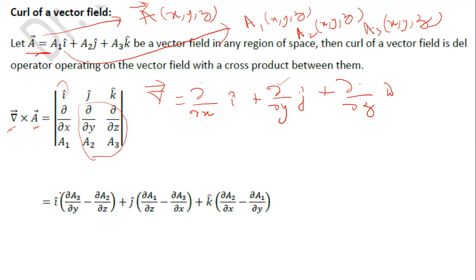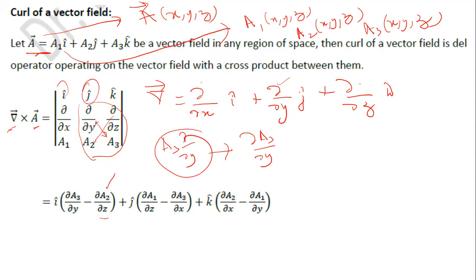So the i cap coefficient will be del A3 upon del y minus del A2 upon del z. If you have the del operator on the left hand side in this operation, do not write it like A3 del upon del y. It's never like this. If del is the first operator, the vector operator on the left hand side, this is a wrong notation. You should write it like del A3 upon del y, and similarly del A2 upon del z, not A2 del upon del z. So be careful with that.